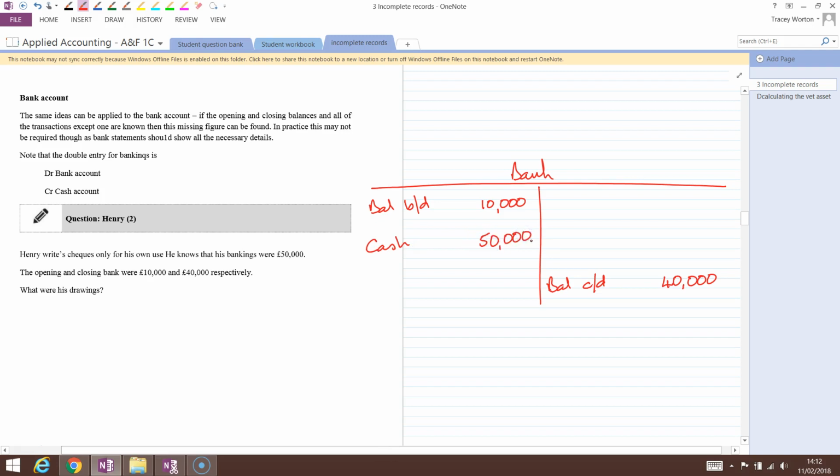So now if we were to balance up the account, we'd see that we've got a total of 60,000 on the debit side. We need to make the credit side equal, and so in this case our missing figure is 20,000, and so that must be what he actually took for his own use in drawings.